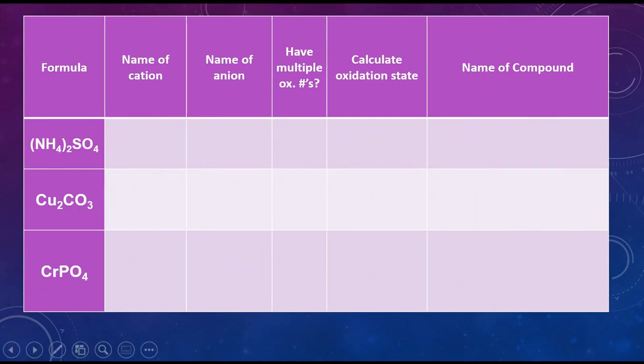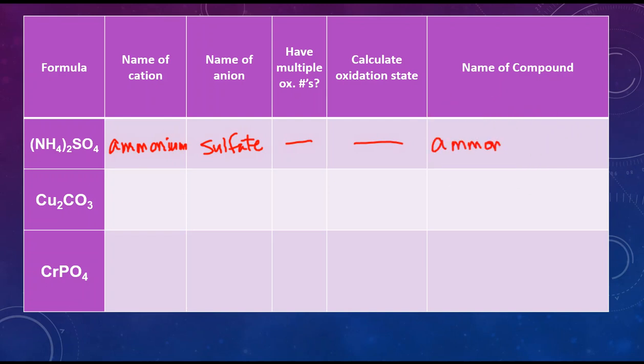Okay, couple more to go here. NH4, what's that? Ammonium, and ammonium is a cation, so obviously the multiple oxidation metal part is not going to apply here. SO4 is sulfate. Okay, so all you have to do is put those two together as the name, as I write too many loops in my M. Here we go. Ammonium sulfate. Very good.